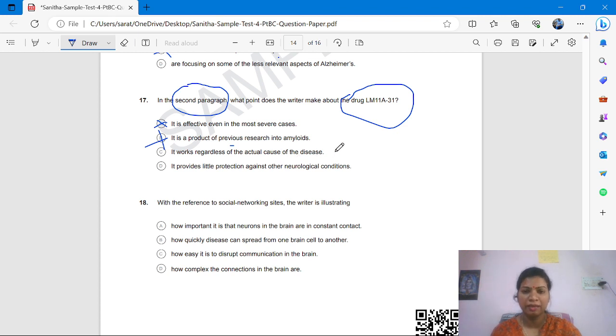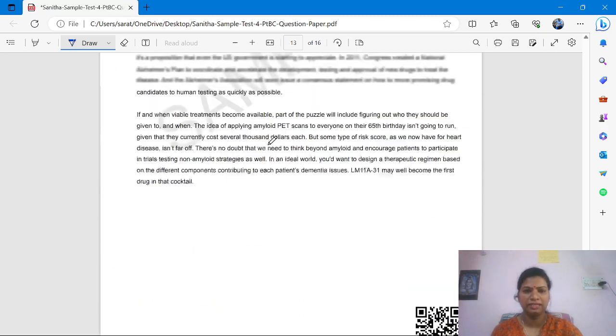It works regardless of the actual cause of the disease. Is it saying anything about this? Yes, something is connecting with this option. It provides little protection against other neurological conditions. Is it saying anything about little protection? No, it is not saying anything about little protection, so we have to eliminate this option. Then what is the answer? It works regardless of the actual cause of the disease.